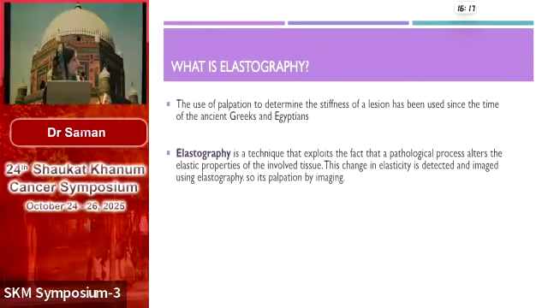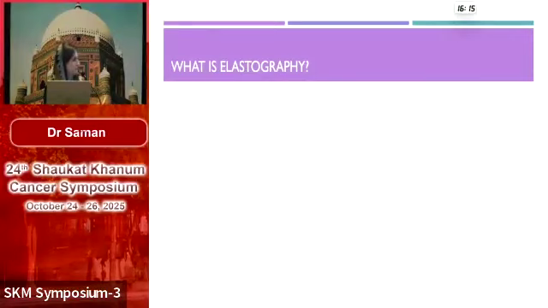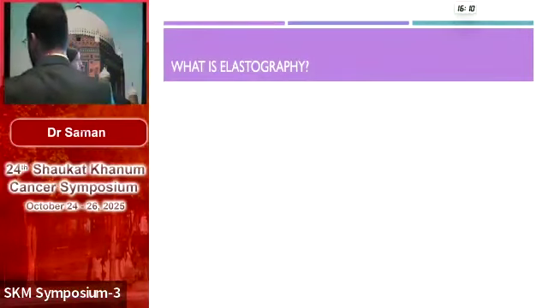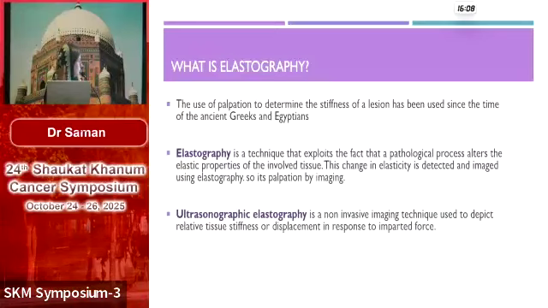So elastography is basically palpation by imaging. It measures the change in the stiffness of the abnormal tissue relative to the normal tissue and gives us some quantitative values where we can have reliable results.